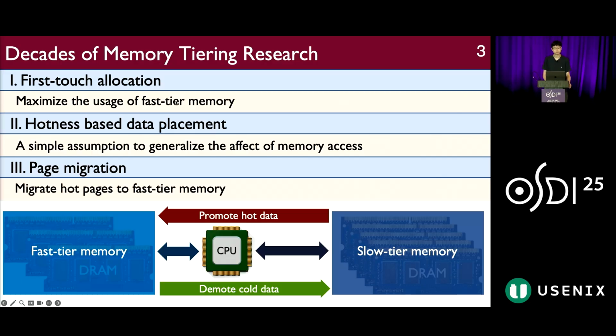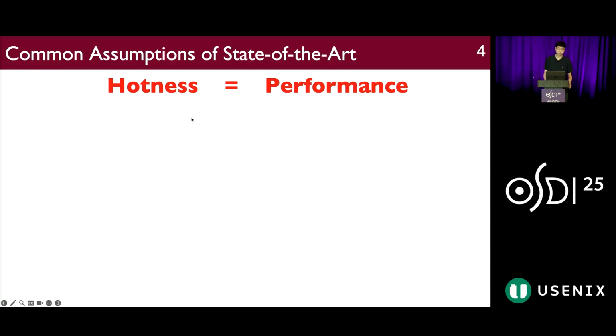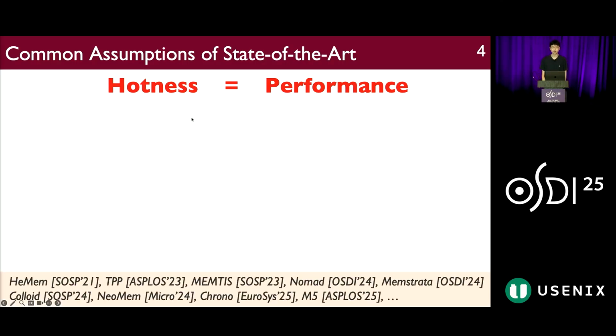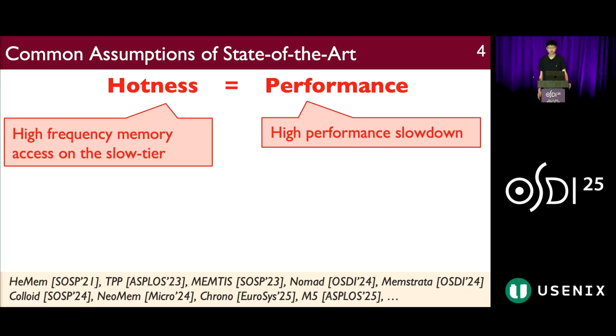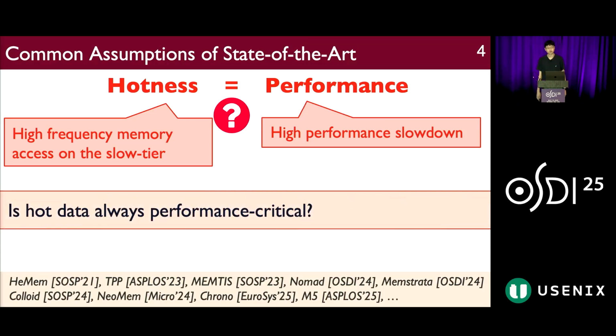data to slow memory. For many years, most tiering systems have been designed, optimized, and built based on the same assumption: high-frequency memory access on slow memory tends to give high performance slowdown. But is this assumption always true? This is one of the key questions we aim to address. Is hot data always performance critical?